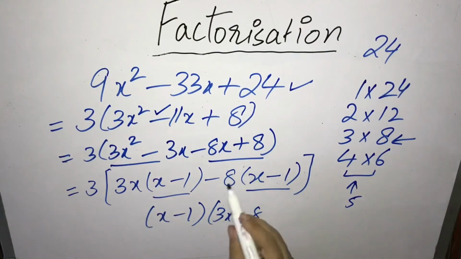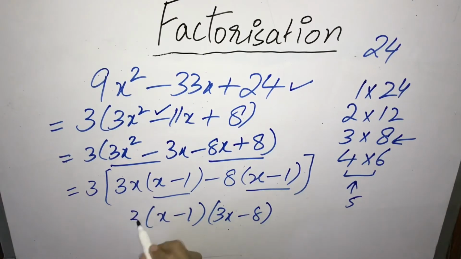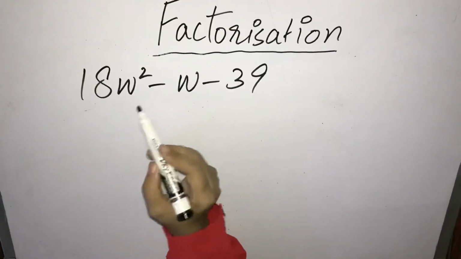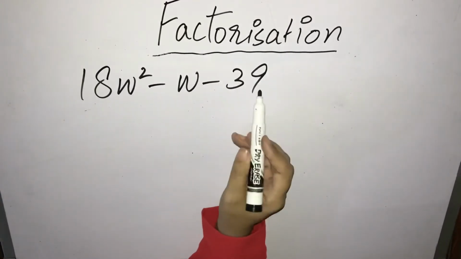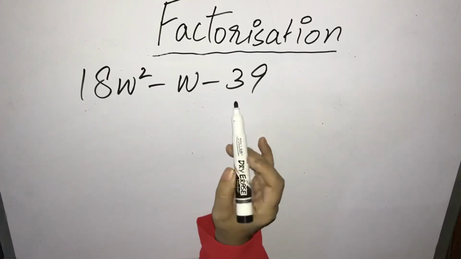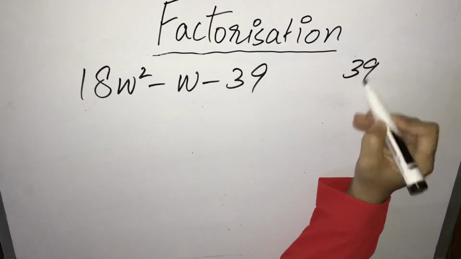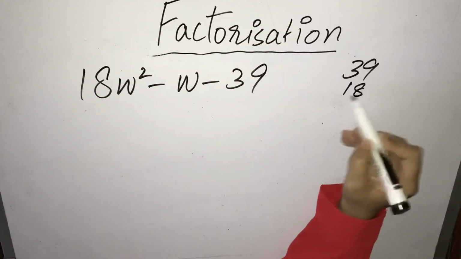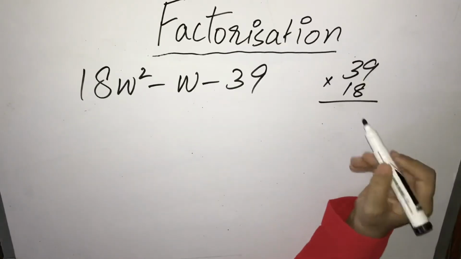x minus 1, 3x minus 8, remaining numbers along with this 3. 18w squared minus w minus 39. We cannot take anything common. If we cannot take anything common, so we have to make the factors of 39 multiplied by 18. Definitely it's a very big number.